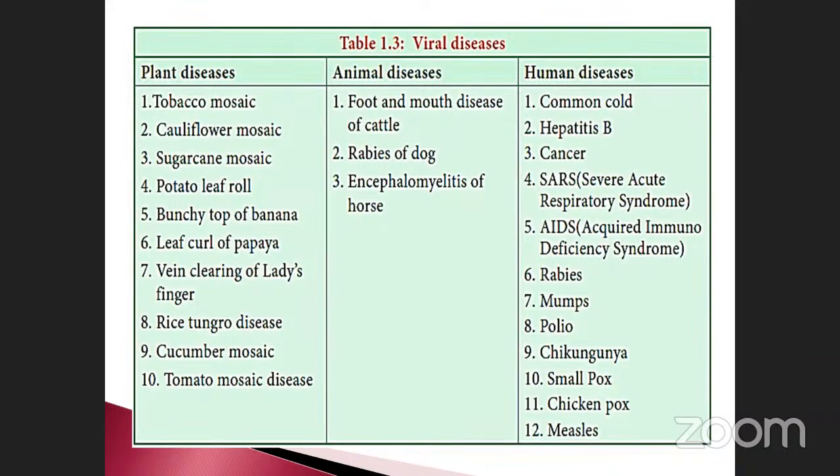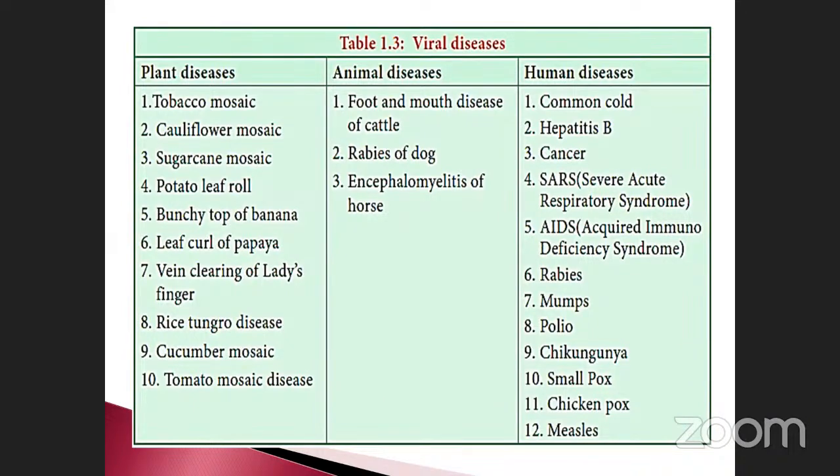Okay. So animal diseases: foot and mouth disease of cattle. This is also very, very important. Just note it down. Rabies of dogs, already you know very well. Encephalomyelitis of the horse. Encephalomyelitis only attacks the brain. Rabies also attacks the brain. We will see it one by one deeply. So these are all considered animal diseases.